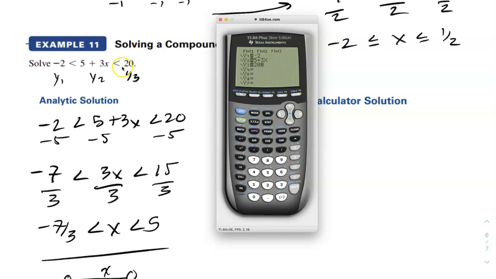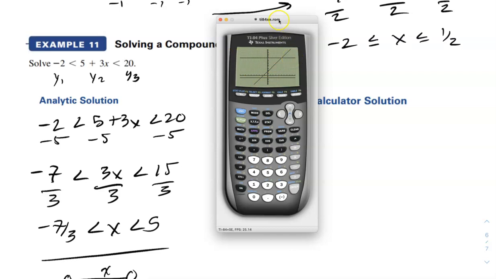Now, I'll tell you right now, notice how 20 is like big. 20 is bigger than 10. My normal window is -10 to 10. I'm not going to be able to see 20. So I'm about to change my window already. So I'm gonna go to window. My max should be at very least 20, but you want to give yourself buffers so you actually see 20. So I'm gonna put 30 down so I could see the 20 pretty clearly. So there you go. There's -2. There's 5 plus 3x, and then there's 20. So we got that graph.